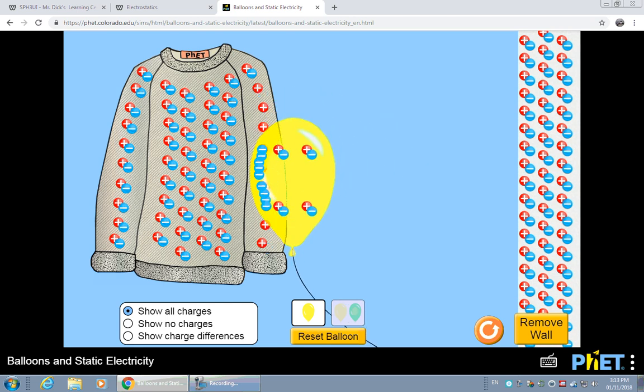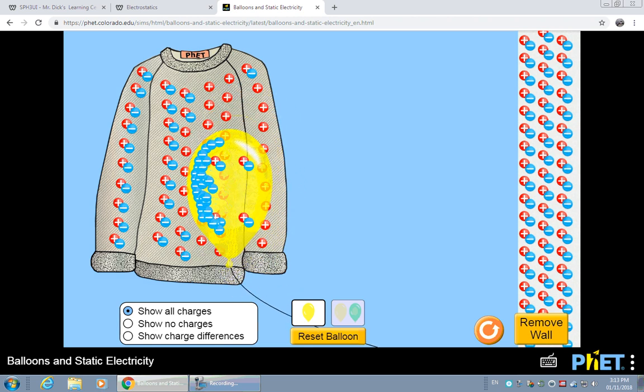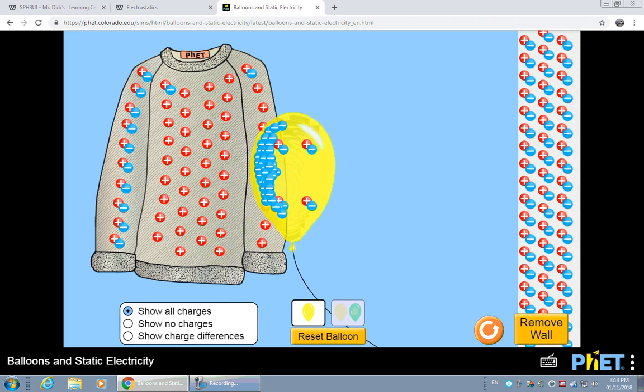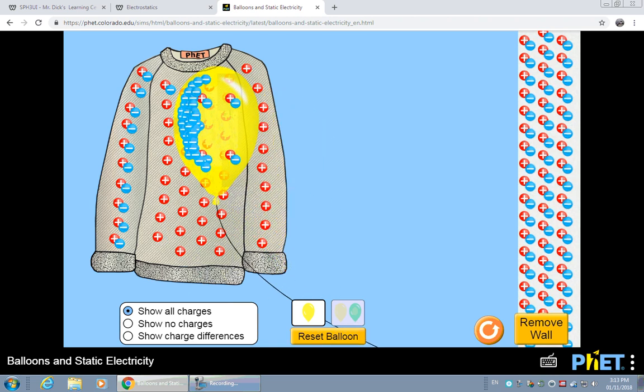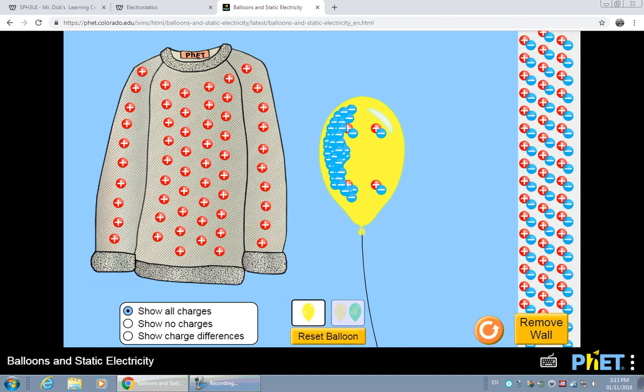If I rub the balloon on the sweater, the balloon's material, that latex material, has a natural ability to pull electrons and hold them on strongly. So it's going to pull away the electrons from the shirt and become very strongly negatively charged. So now I've got a negatively charged balloon, and I did that just by friction. But what I really want to demonstrate to you is induction.